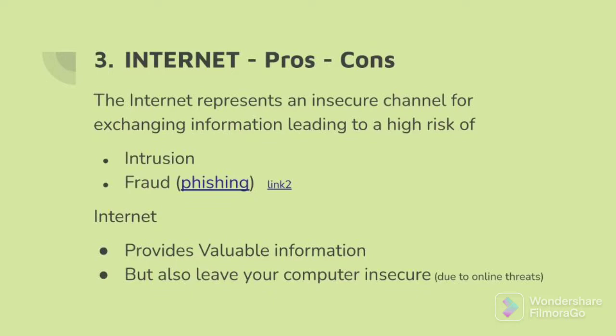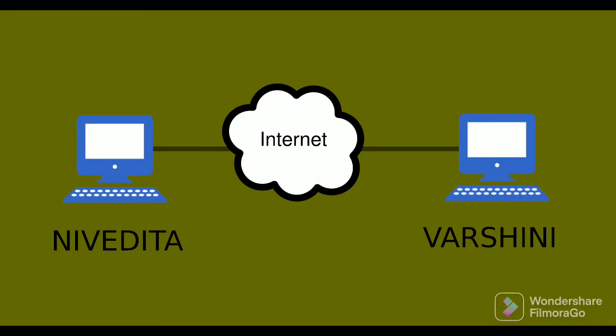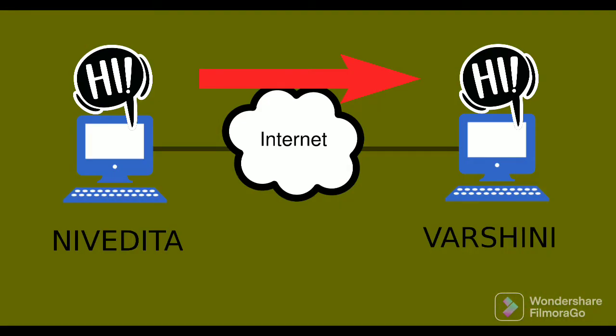An intrusion is an act where a third person may intrude on the interaction between two parties, or a person might attack an individual computer to steal the data. To understand intrusion, let us see this example. See here, Nivedita and Varshini are communicating with each other. Nivedita is sending a message, hi, to Varshini, right? And over the internet they are communicating.